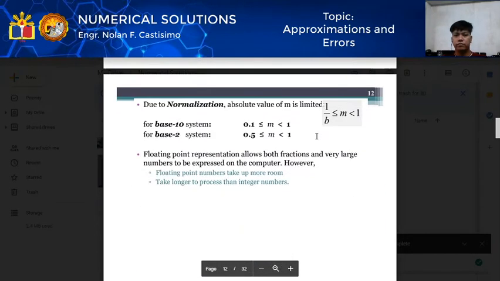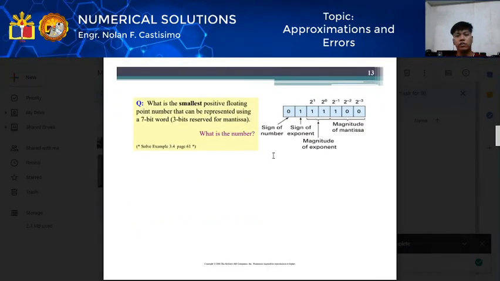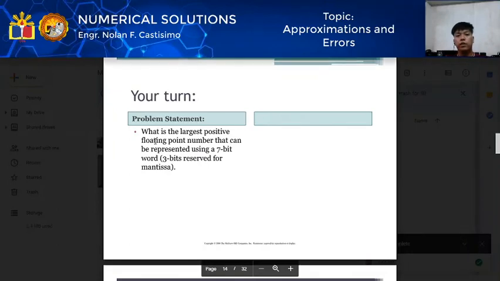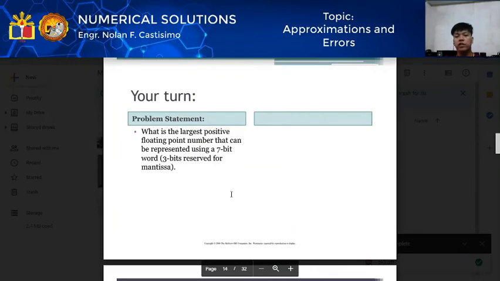Next. Ito na, normalizing, basahin nyo na lang yan. And then ito, what is the smallest positive floating point number? Okay, so just read the PowerPoint in the module. And now, your turn, what is the largest positive floating point number that can be represented using a 7-bit word, 3 bits reserved for mantissa? What is the largest positive floating point number? Okay, so ito, ituloy na lang natin ulit sa next video. Thank you.